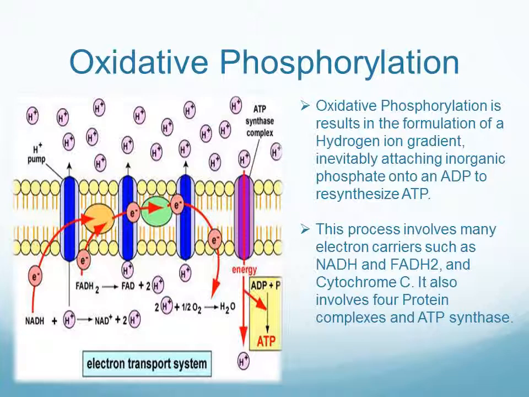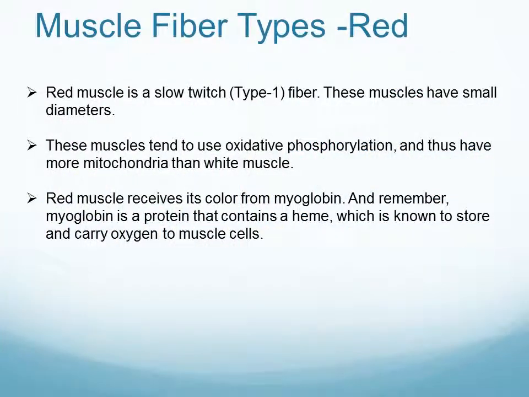There are two categories of muscle fibers. There's red muscle and white muscle. Red muscle is a slow twitch type 1 fiber. These muscles have small diameters, and an example of red muscle is the gastrocnemius muscle, which you'll see later in Zach's presentation. These muscles tend to be oxidative, so they use oxidative phosphorylation, and thus they have many more mitochondria than white muscle. Red muscle receives its color from myoglobin, and remember, myoglobin is a protein that contains a heme, which is known to store and carry oxygen to muscle cells.